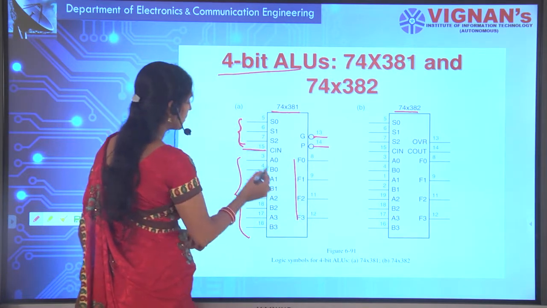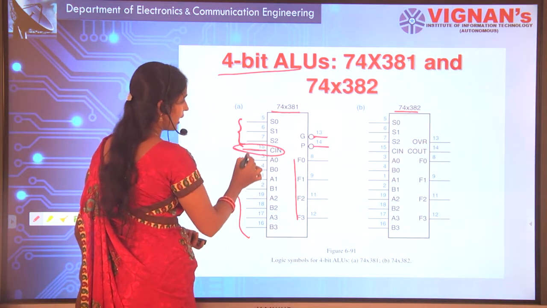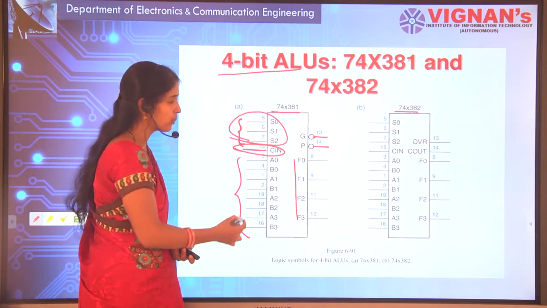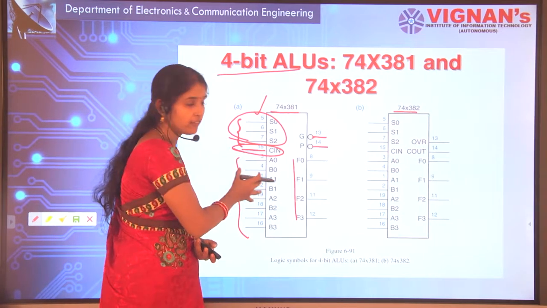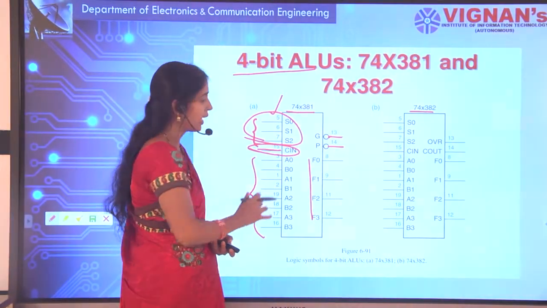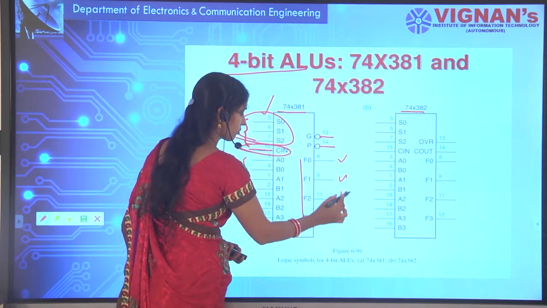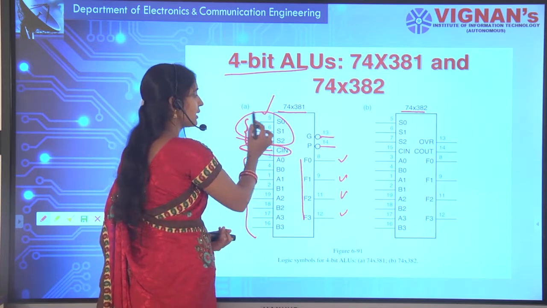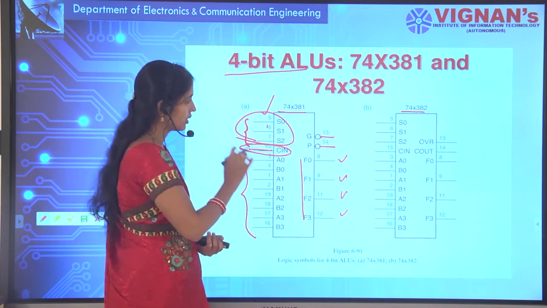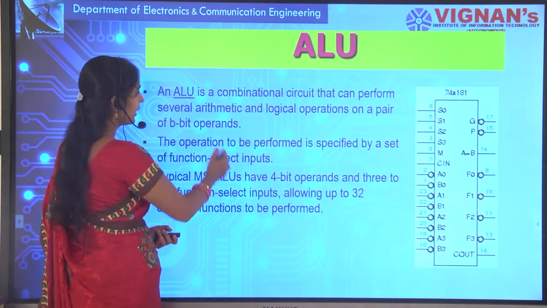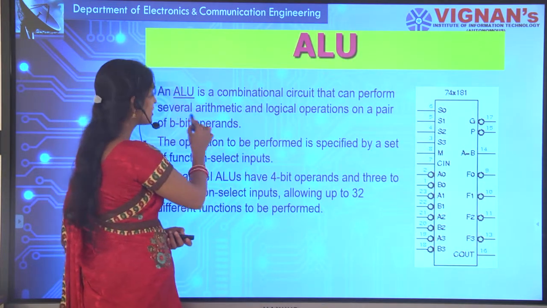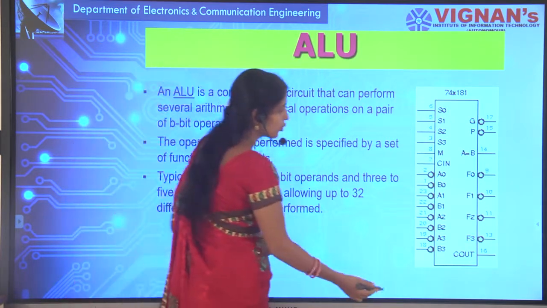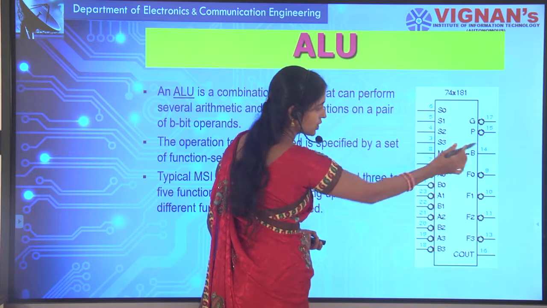Similarly here also, depending upon your CIN and the selection lines, you are going to decide which operation has to be performed. These selection lines will decide which operation has to be performed and what your outputs will be, whether it has to perform arithmetic operations or logical operations will be decided by these 3 selection lines. Similarly, the ALU is a combinational circuit that can perform several arithmetic and logical operations on a pair of b bit operands. That means it is going to perform arithmetic as well as logical operations.